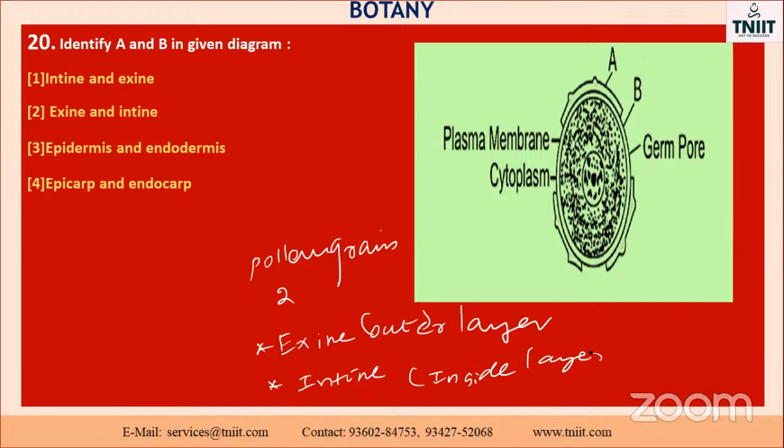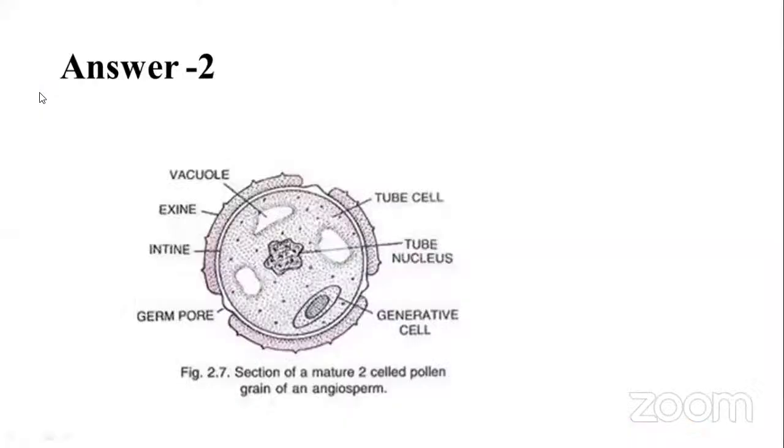Intine means the inside layer. So here they have given A as exine, the outside layer, and B is intine. So the answer is which one? The option where A is exine and B is intine is the correct one. This is called exine because it's the outermost layer, so exine is the first and intine is the second. Option B is the correct one. Note it down, this is very, very important, my dear students.